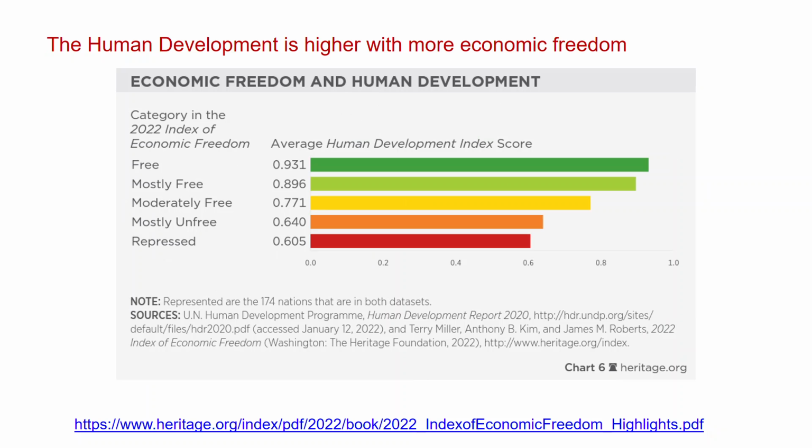So what else do we find out? What else is associated with higher economic freedom? Free countries are more likely to have higher scores on the UN's Human Development Index. All right, so there is this index. If you want to know what is in human development, go look at the references. Free countries have higher human development scores.